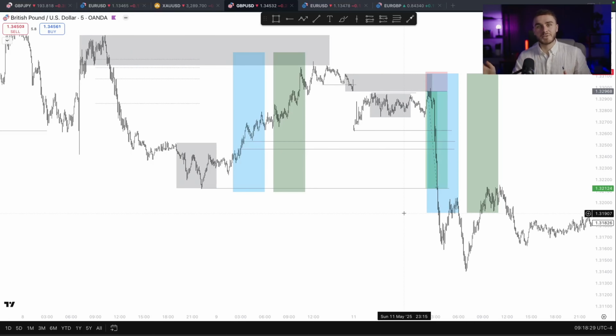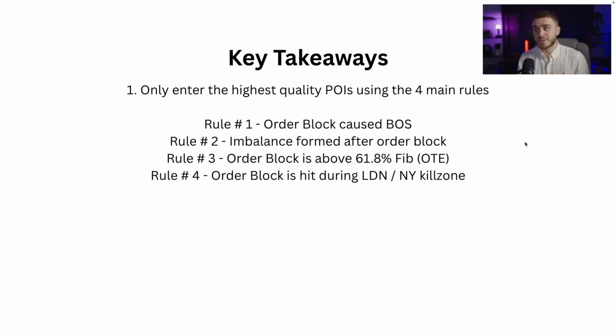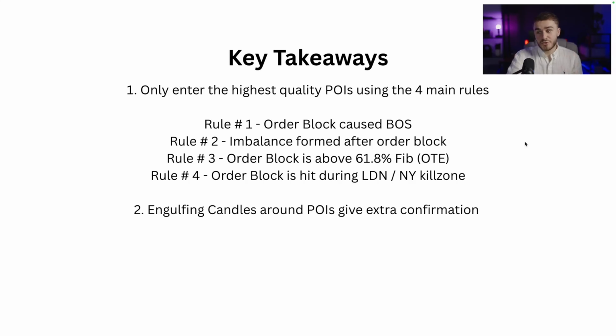Okay, so now that we've actually looked at that lower time frame entry model, let's look at some key takeaways from today's video. Number 1, you only want to enter high quality points of interest using 4 main rules. And here we've actually got them as well. It's the same as before. Number 2, engulfing candles around points of interest always will give that extra level of confirmation. Whether you want to do it on the higher time frame, as we've seen in this particular example over here, or whether you want to even do it on the lower time frame as well, it's always going to give you that extra bit of confirmation.